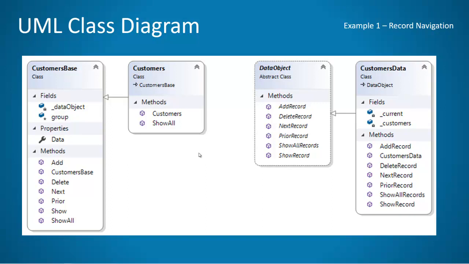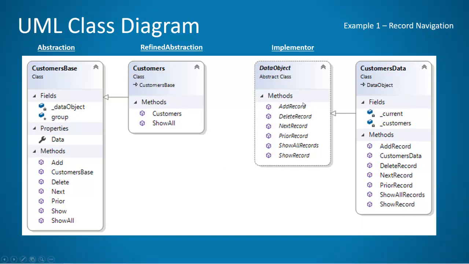In this example, we will just be talking about the customer. Let's see what the implementers are on this UML class diagram. Here your customer base is the abstraction, and the customer class itself is the refined abstraction. As you can see, it inherits from the customer base class. Then you have the implementer, which is an abstract class.